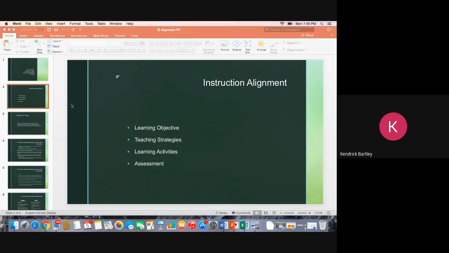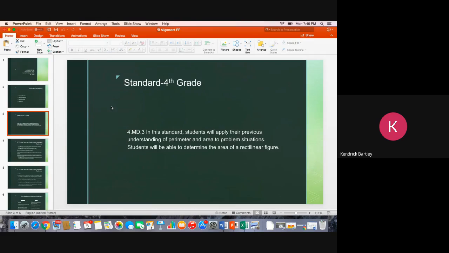It did align. Going on, when I go to the 4th grade standard, it says, in this standard, students will apply their previous understanding of perimeter and area to problem situations. Students will be able to determine the area of a rectangular figure. Now, there's a lot that goes along with the area and perimeter standard in 4th grade. They have to find the unknown side. Sometimes they may have to find the missing length or the missing width. They also have an irregular shape that they have to find the area and perimeter of. So that is just some of the different points that they have to do with area and perimeter in 4th grade.